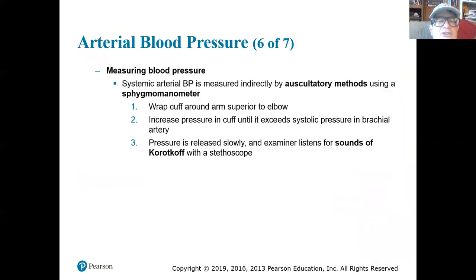All right, so how do we measure blood pressure? I have links for you to go through this. Look in the links. There's some nice YouTube tutorials showing this. So if what I say is not clear because we're moving too fast, watch the videos.